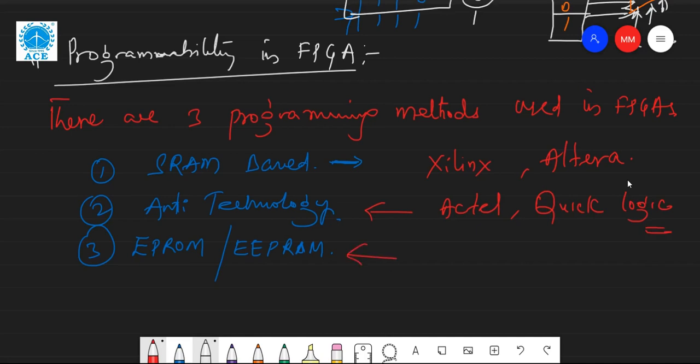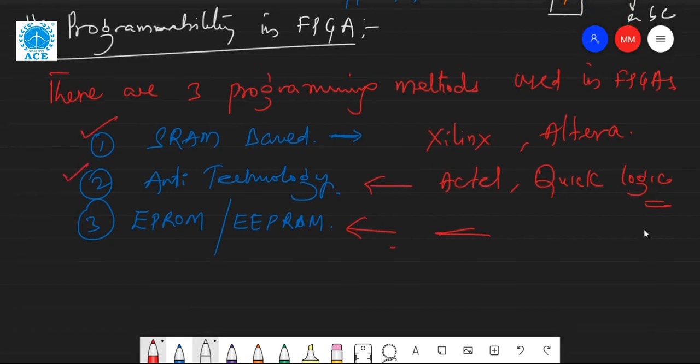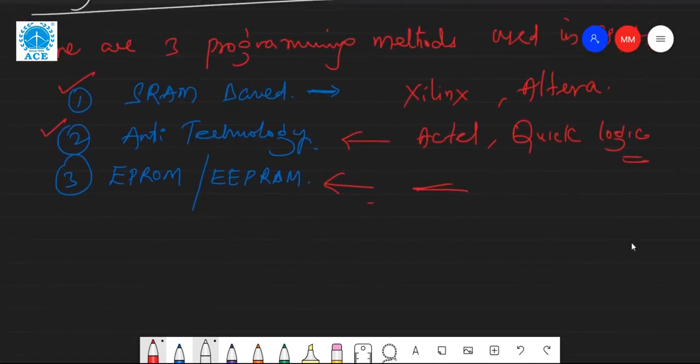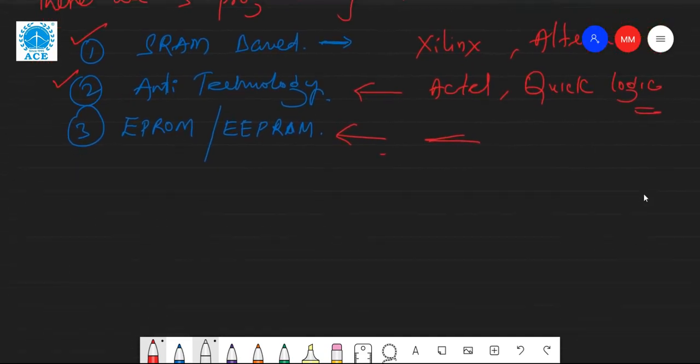And these two will be EPROM. In this case, these technologies are very rarely used, and not used by the most common vendors. So we will discuss these here, and I'll give a brief introduction about these programming methods in FPGA.